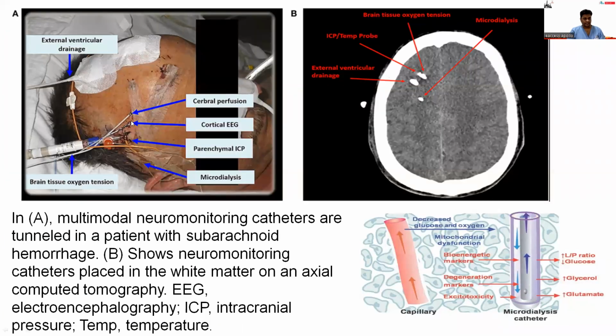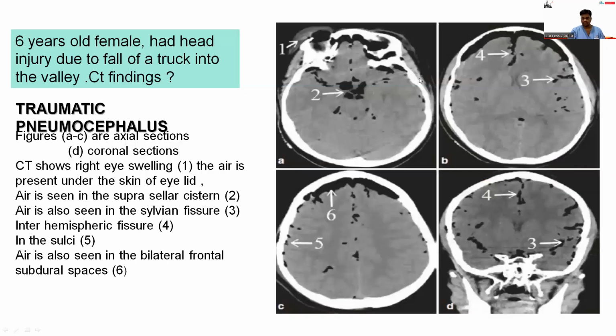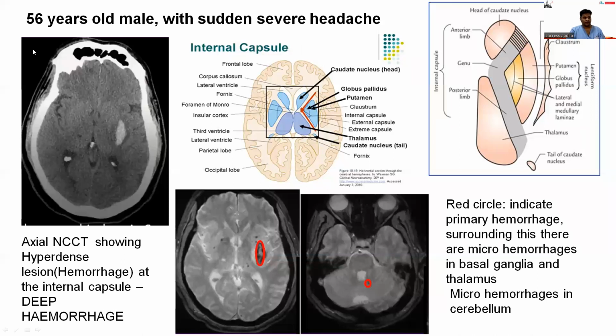Here you can see this patient having different ICP modalities, and this CT scan shows their placements. This is a 6-year-old female who had an injury due to a fall, and you can see a lot of pneumocephalus, or air spaces in the brain tissue, which are characteristic of traumatic pneumocephalus.